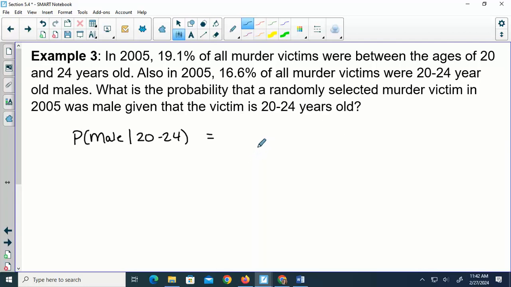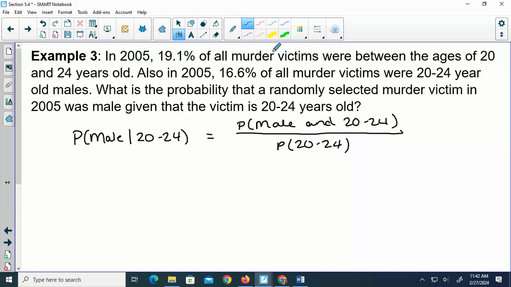So if you think about the formula that we have for conditional probability, that's the probability of E and F. So that's the probability of male and 20 to 24, divided by the probability of E, the probability of our condition, which is that they are 20 to 24. When the second piece of your conditional is the given, that's what you know, and that's what goes on the denominator.